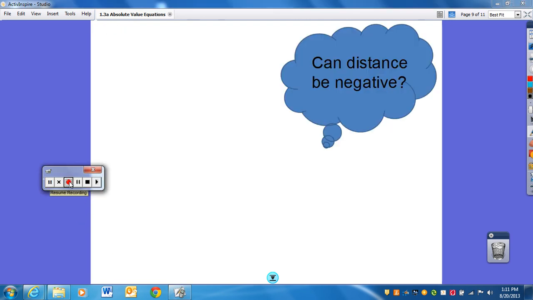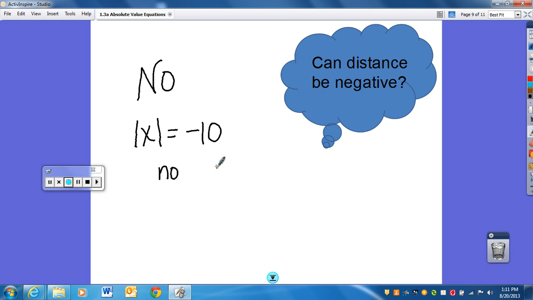So the big question is, can distance be negative? And the answer is no. Distance has to be positive. So if I were talking about the absolute value of x, some number, being negative 10, then this would be no solution because negative 10 is not a distance. The number 10 could be a distance, but the negative adds the direction in, and we only want distance. So our answer must be positive or 0. So absolute value has to be positive or 0.